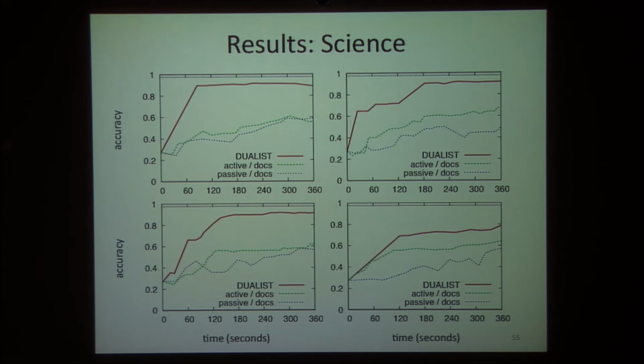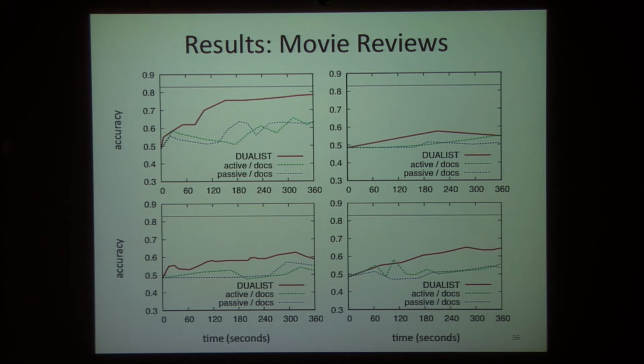Here are some results for the science data set. So this is a subset of the 20 news groups corpus. Similar results. And here are results for the movie review data set. So this is a more difficult data set, so the results aren't quite as stark, but we still see this general consistent pattern of the DUALIST interface, where they can label both instances and features interactively, doing better than the other two conditions.